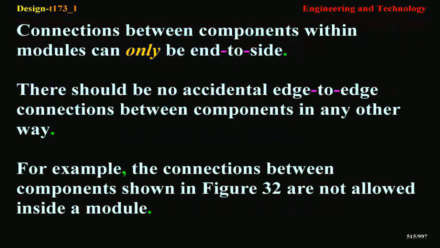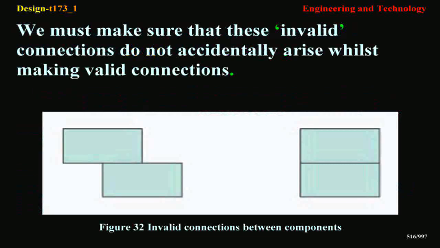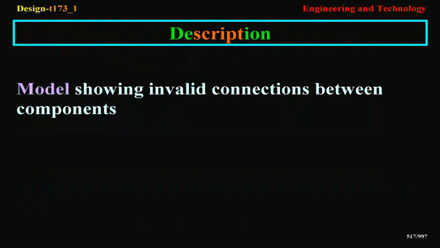Connections between components within modules can only be end to side. There should be no accidental edge-to-edge connections between components in any other way. For example, the connections between components shown in Figure 32 are not allowed inside a module. We must make sure that these invalid connections do not accidentally arise whilst making valid connections. Figure 32, invalid connections between components. Model showing invalid connections between components.